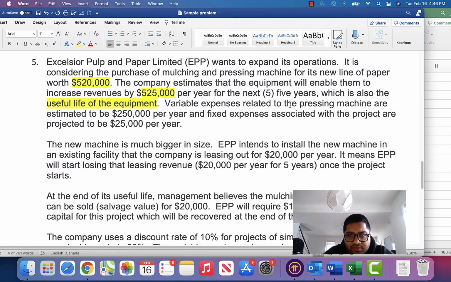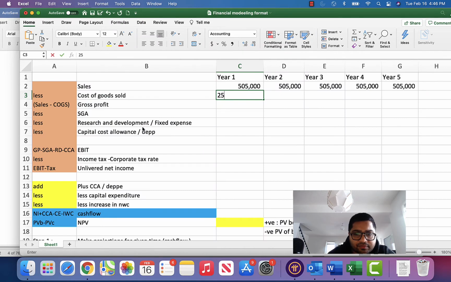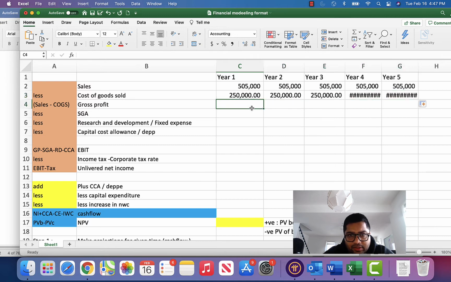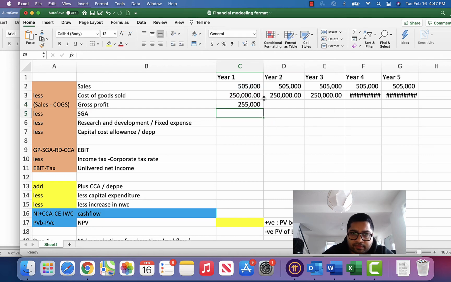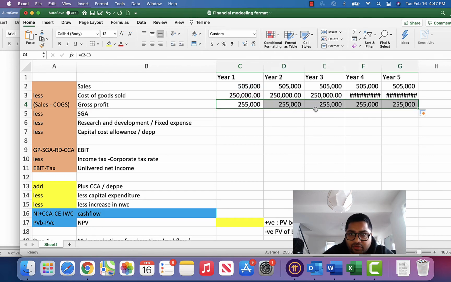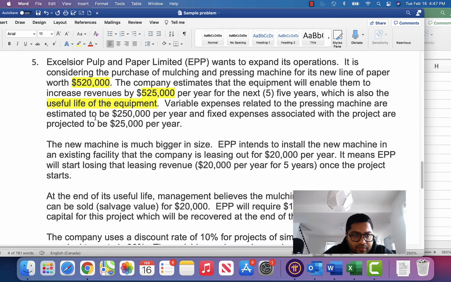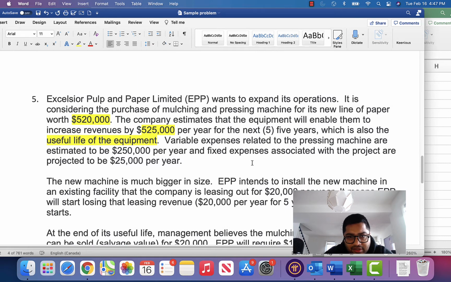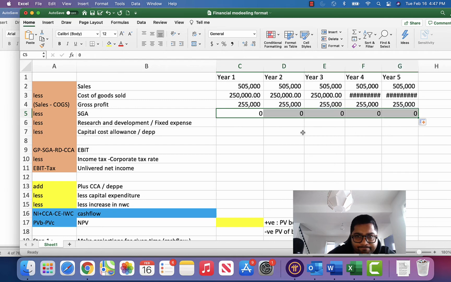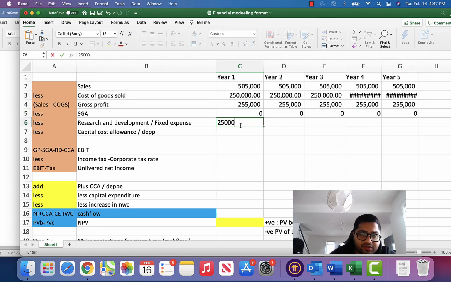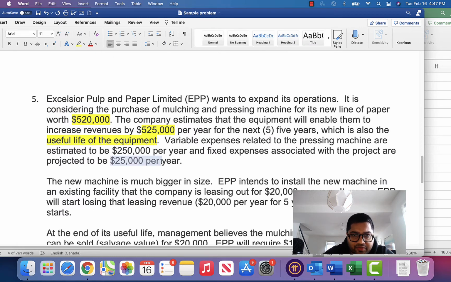Cost of goods sold, the variable cost, is 250 per year. So gross profit we can calculate as sales minus cost of goods sold: 255, 255, 255, 255. Then SG&A they haven't given, so there are no selling and general administrative expenses. Let's make it 0. Fixed expense, they have $25,000.